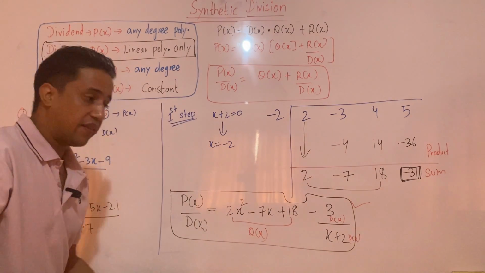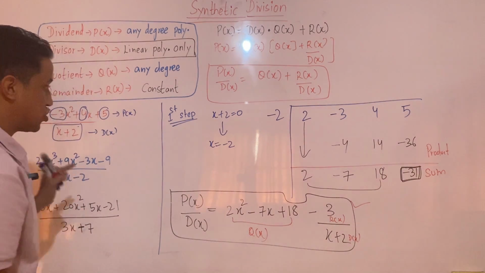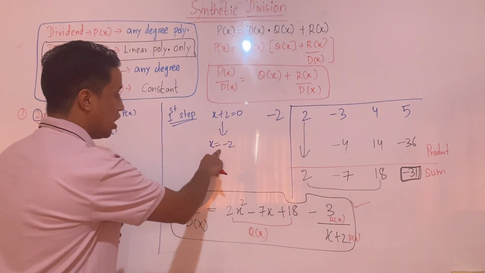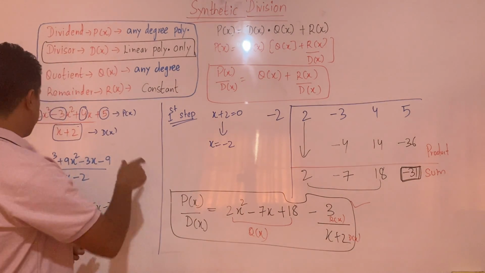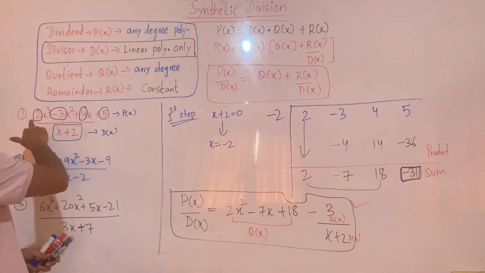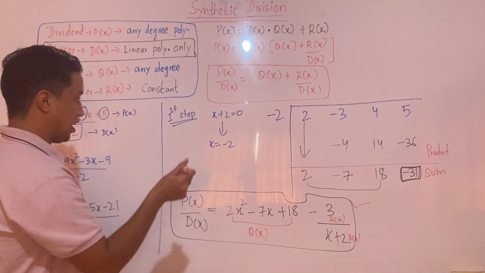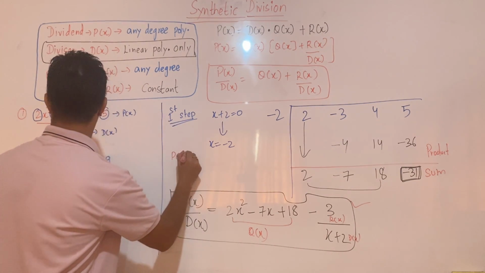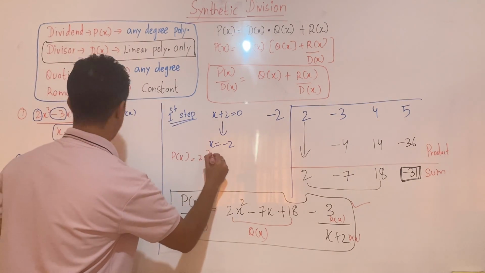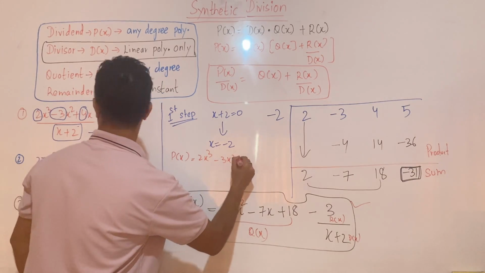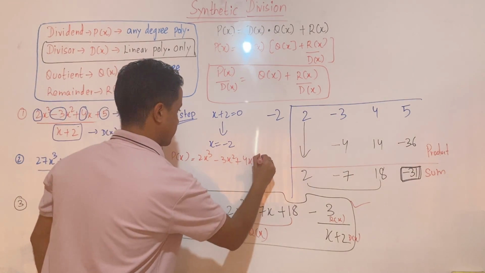Another way to check your answer is to use our Px. This is our Px, right? Px is 2x cubed minus 3x squared plus 4x plus 5.